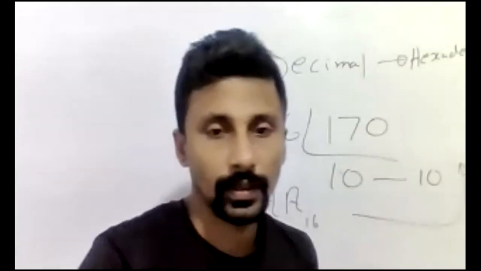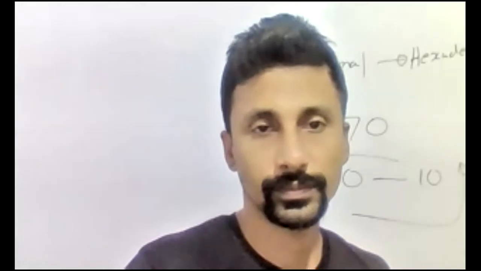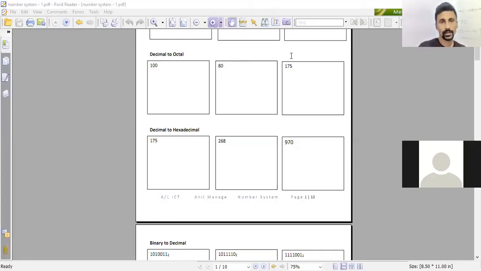We will go to the questions worksheet. There are 3 questions. Decimal to hexadecimal: 175, 268, 970. Try to do them quickly and put your answers.